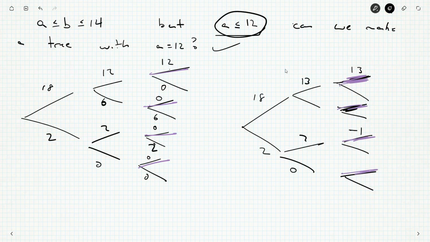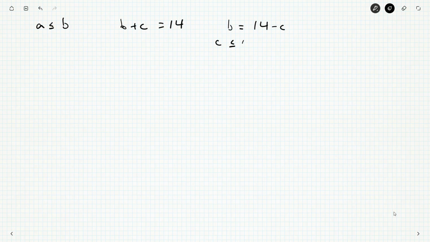So A can be at most 12. There's our reasoning there. Now I think the harder one to reason out is what is the least A can be. Okay. So A is at most B. B plus C is 14, so B is 14 minus C. C is at most 2, so B is at least 12. Sign flips around.